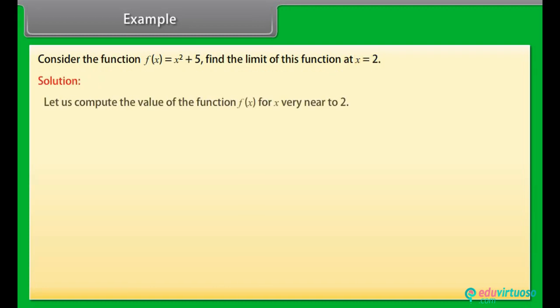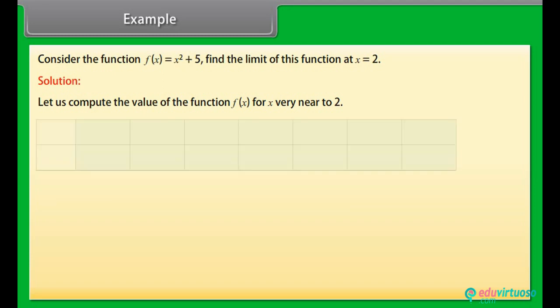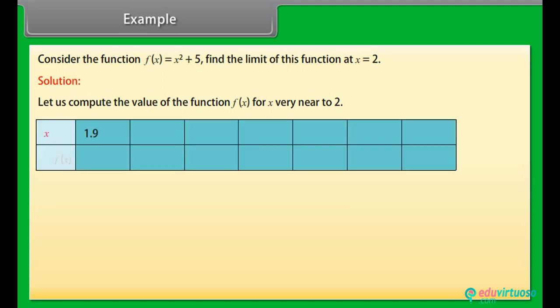Solution. Let us compute the value of function f(x) for x very near to 2. For x is equal to 1.9, the value of f(x) is 8.61. For x is equal to 1.95, the value of f(x) is 8.802. For x is equal to 1.99, the value of f(x) is 8.960. For x is equal to 1.995, the value of f(x) is 8.9800. For x is equal to 2.001, the value of f(x) is 9.004.